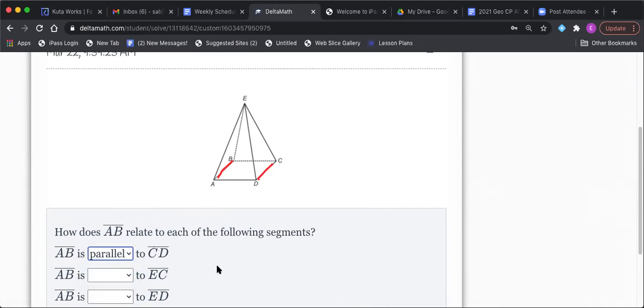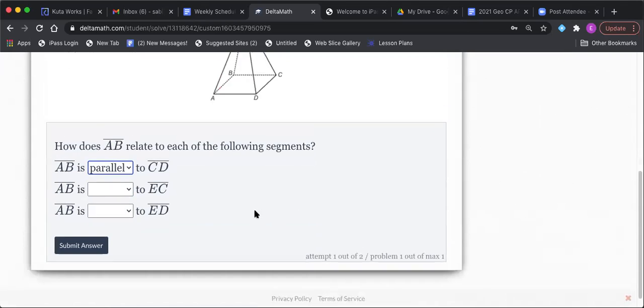AB compared to EC now. Let's try that. AB, and let's see, where's EC? Over here. Interesting. Well, they're definitely not parallel anymore. So I'll leave it up to you to decide if you think that they are intersecting or skew. And then same thing, AB with ED. I can't give you all the answers, but give it your best shot.